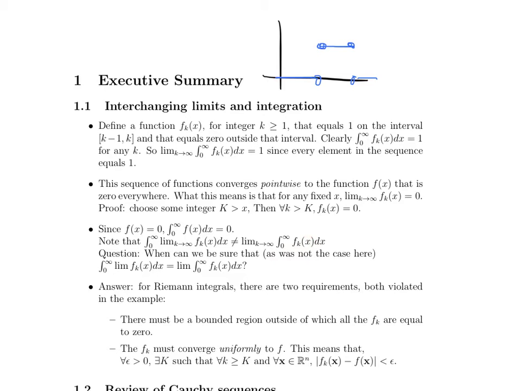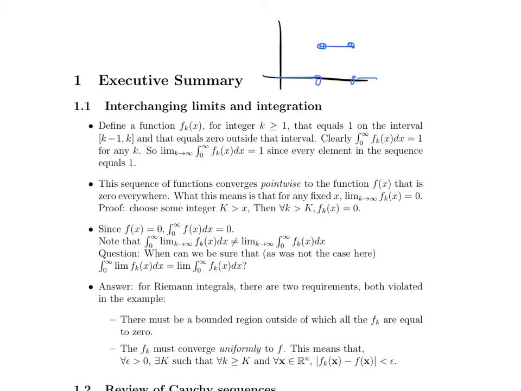And none of them overlap, right, except for at a singularity, but it's not like you take the infinite number of them and you can find the bounded region where the f sub k's are not equal to 0, and then outside of that, that's where they're equal to 0. So that's what's really breaking down here. And then the other thing is that the f sub k's must converge uniformly to f.